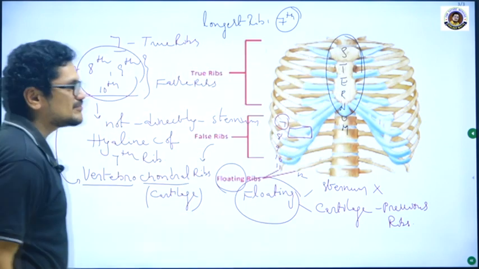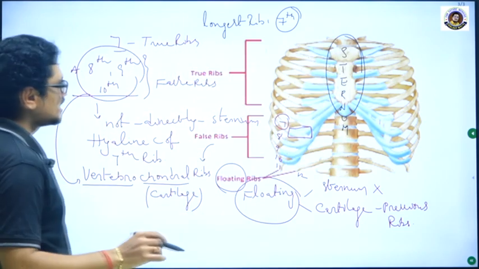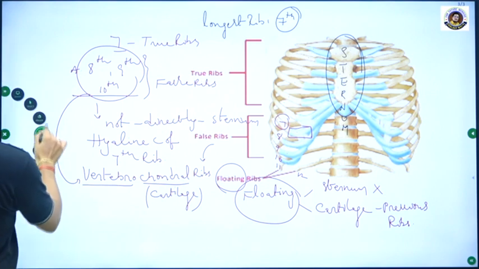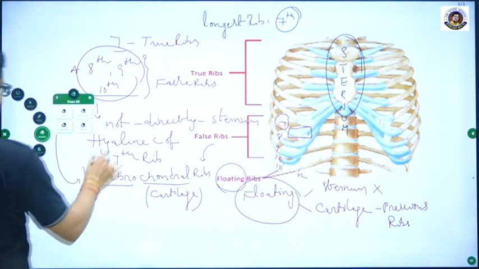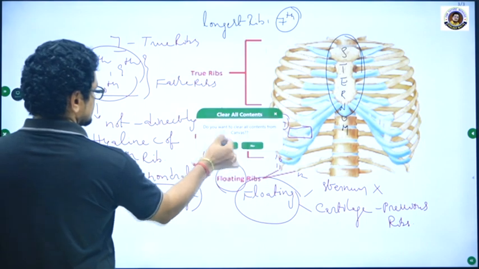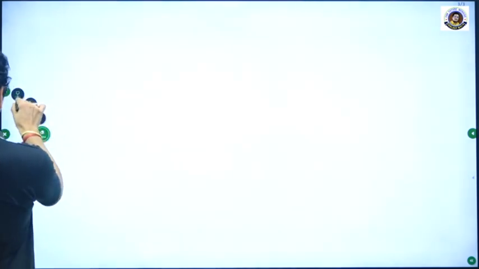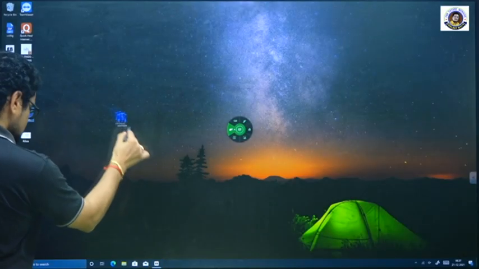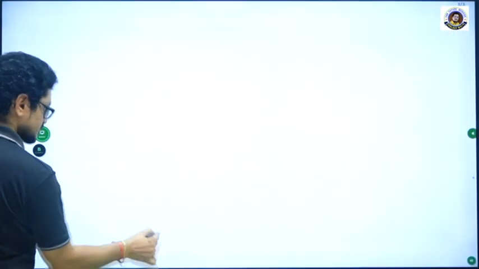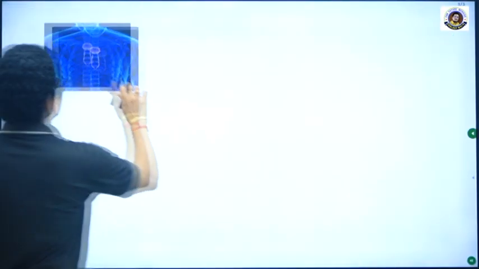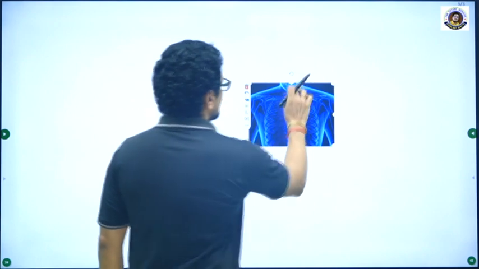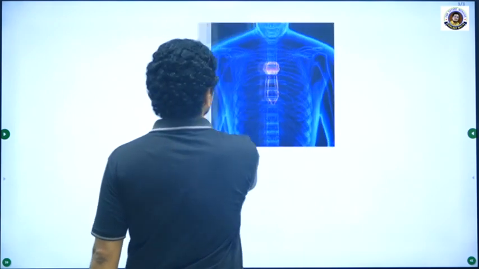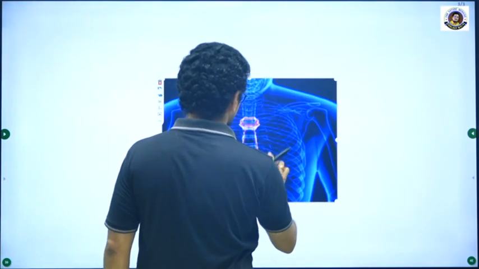This is sternum. I will show you the sternum. Just wait. I will show one sternum to you. Let me clear this. And I will show you the sternum. Wow, great. See this guy? I have represented only the sternum here.